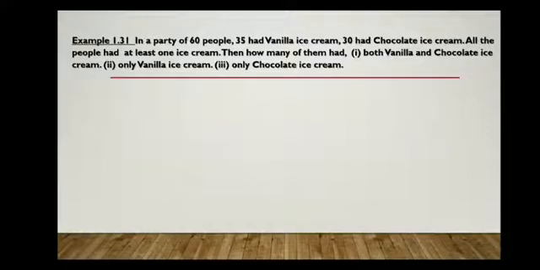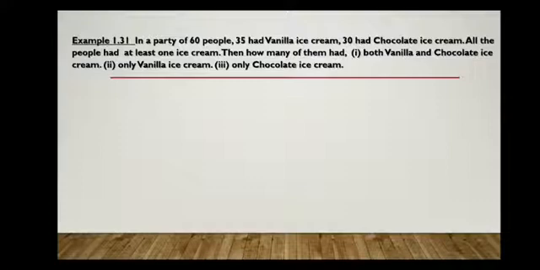Okay. Now we will see example 1.31. In a party of 60 people. So in the party there are 60 people. Of those 60 people, 35 had vanilla ice cream and 30 had chocolate ice cream. Okay. All the people had at least one ice cream, which means no one is left out without having an ice cream. So everybody had at least one ice cream. Okay. Then how many of them had both vanilla and chocolate ice cream?